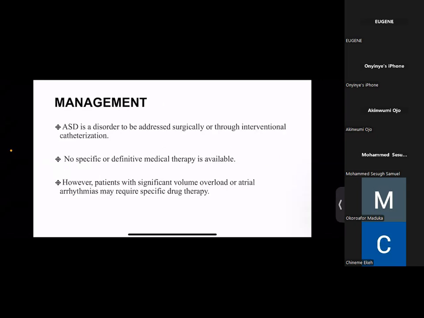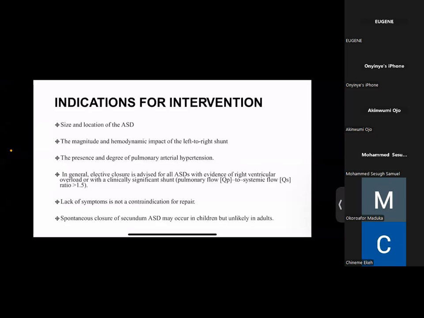For the management, ASD is addressed surgically or through interventional catheterization. No specific medical therapy is available, but when these patients develop arrhythmias or heart failure, medication and antiarrhythmic medications are given. For you to determine if you intervene in an ASD, the indication is mostly the size of the ASD and the location, and also the hemodynamic impact of the left to right shunt.